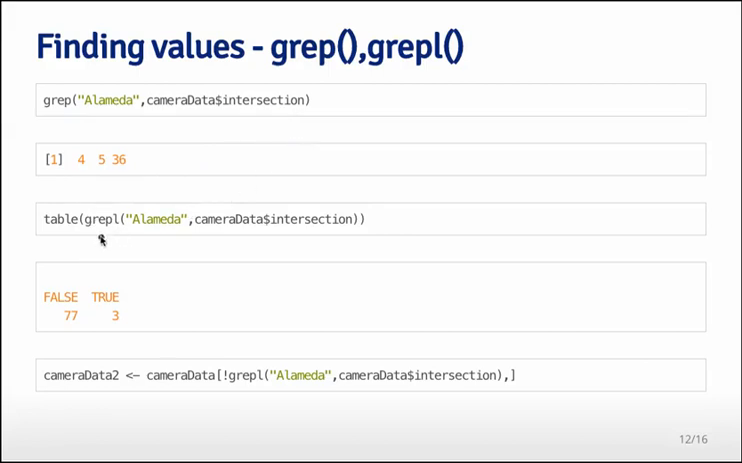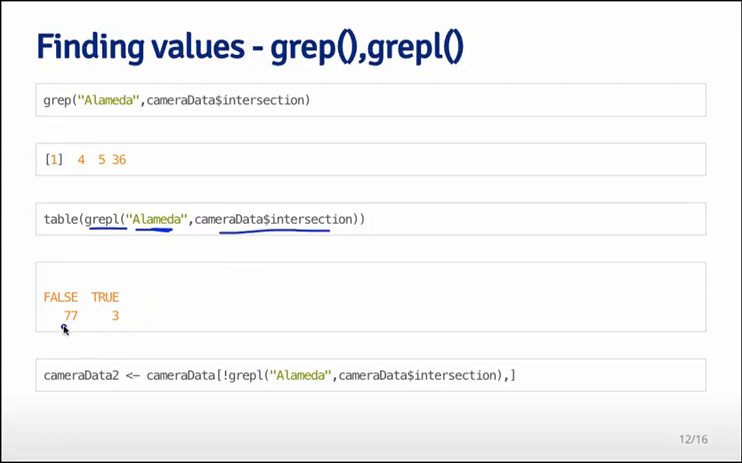The other thing that I can use is the grepl command, with an L at the end of the grep. What that will do is look for Alameda in this intersection variable, and it will return a vector that's true whenever Alameda appears and false whenever Alameda doesn't appear.